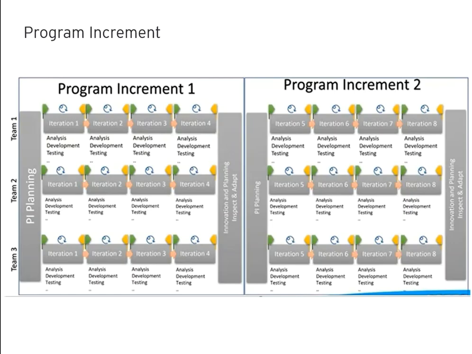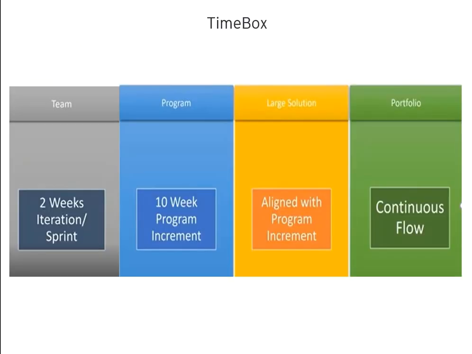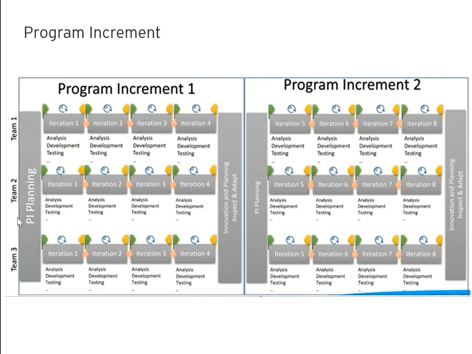Then here we have the program increment. As I have already told you, one sprint is 2 weeks, so 10 weeks means 5 sprints. Here you can see we have the PI planning for 1 week. Then we have 4 week sprints, so a total of 9 weeks. Then we have innovation planning that makes it a 10 week sprint. 10 weeks means 5 sprints.